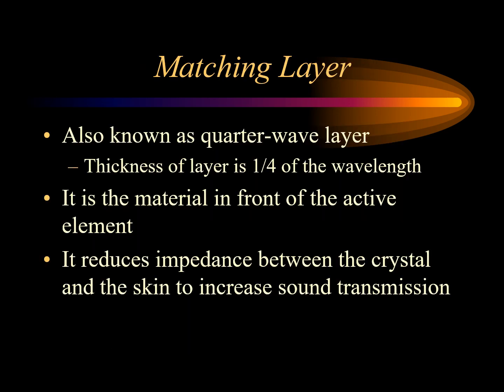The ultrasound probe also has a matching layer, which is also known as a quarter wave layer, because the thickness of this layer is 1/4 or a quarter of the wavelength. It is the material in front of the active element, and it helps reduce impedance between the crystal and the skin to increase sound transmission. Without the matching layer, much of the sound waves trying to enter the body would be just reflected on the skin.